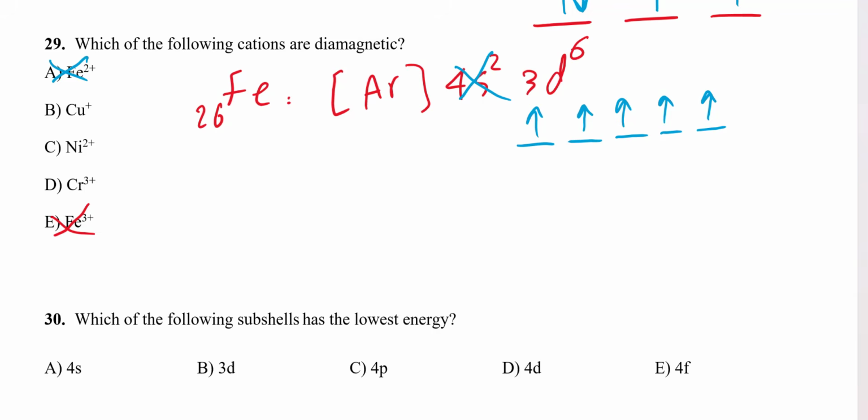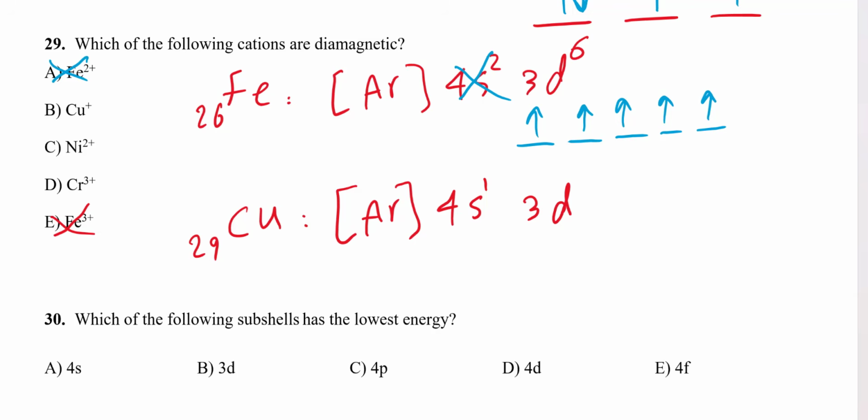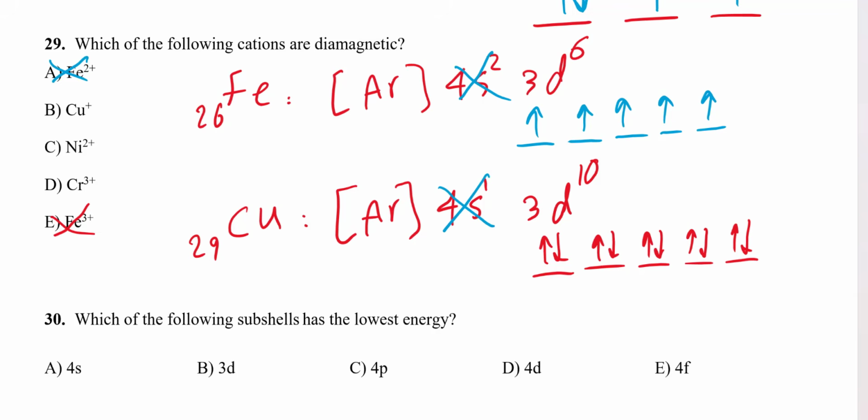Copper 1. Copper is 29 and its electron configuration is another exception like chromium. It is 4s1 3d10. So d10 is completely filled. There is no single electron. And when we remove one electron, 4s loses that electron. So all electrons are paired and there is no single electron. So copper 1 is diamagnetic.